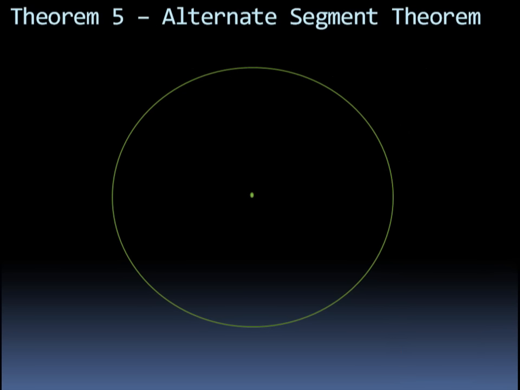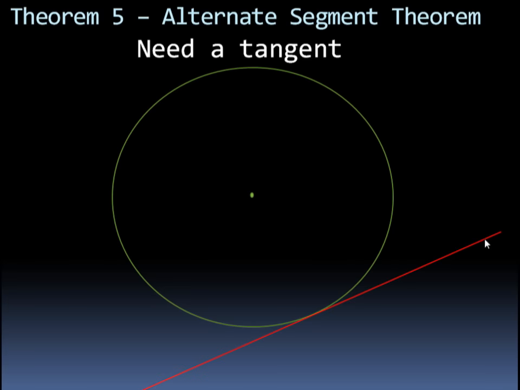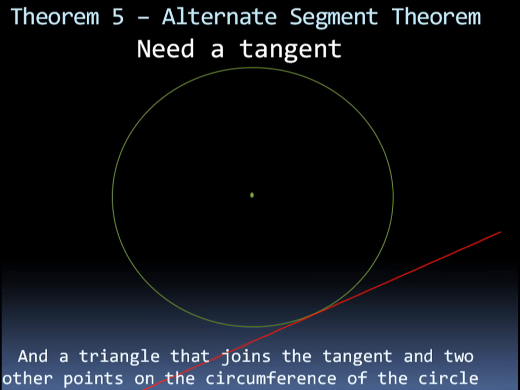So on to the next theorem. Theorem 5, the alternate segment theorem. So don't get confused with all these theorems. You can always go back to check. Well, for this theorem, we need a tangent. And so we have a tangent. What else do we need? We need a triangle, where one of its vertices meets the tangent.